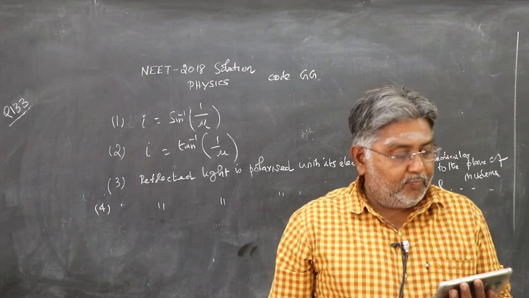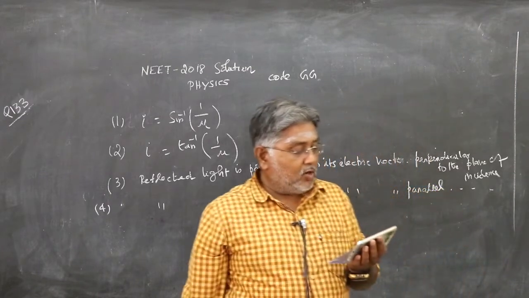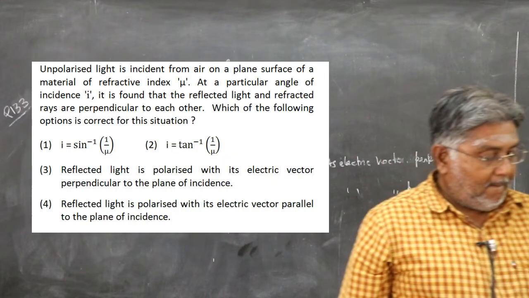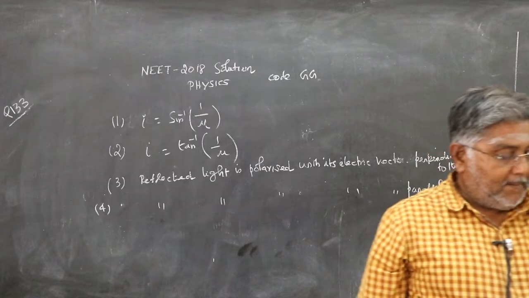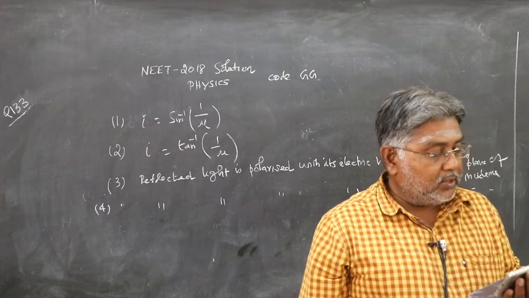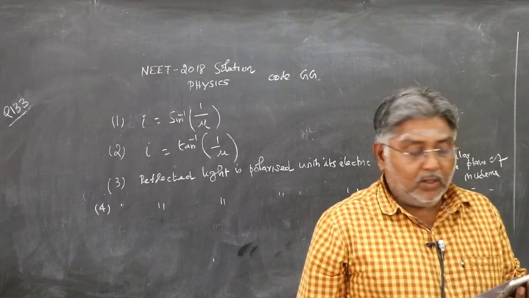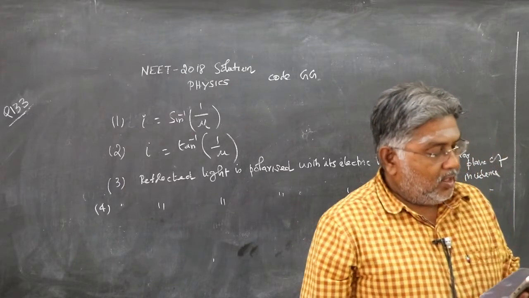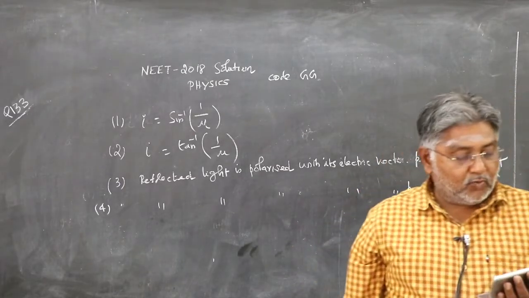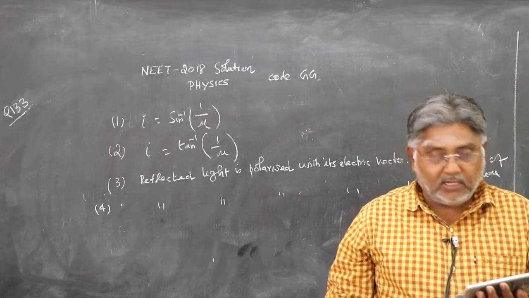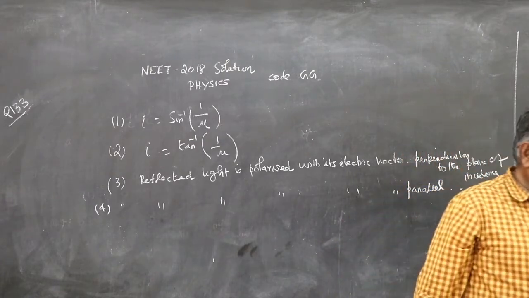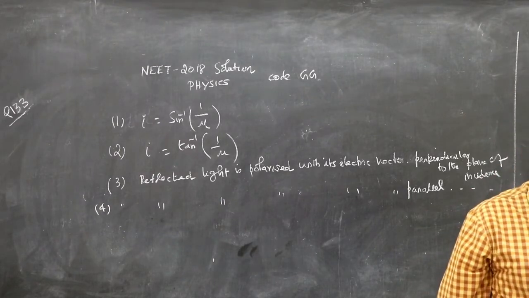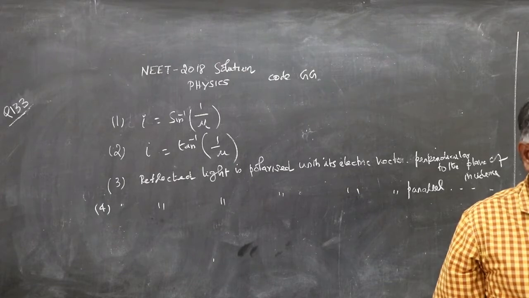Question number 133. Unpolarized light is incident from air on a plane surface of material of refractive index mu. At a particular angle of incidence i, it is found that the reflected and refracted rays are perpendicular to each other. Which of the following options is correct for this situation? Option 1, i is equal to sine inverse of 1 by mu. Option 2, i is equal to tan inverse of 1 by mu. Option 3, reflected light is polarized with its electric vector perpendicular to the plane of incidence. Option 4, reflected light is polarized with its electric vector parallel to the plane of incidence.